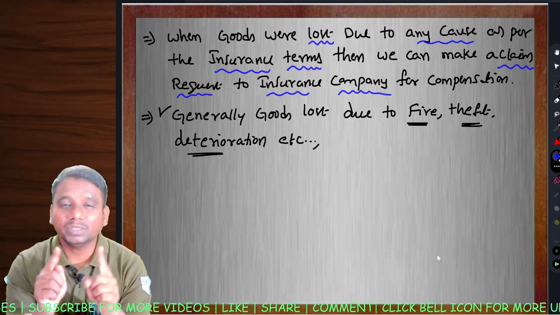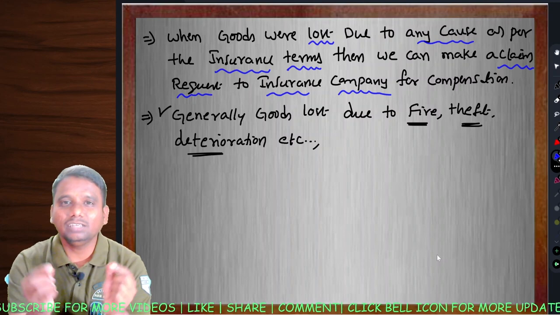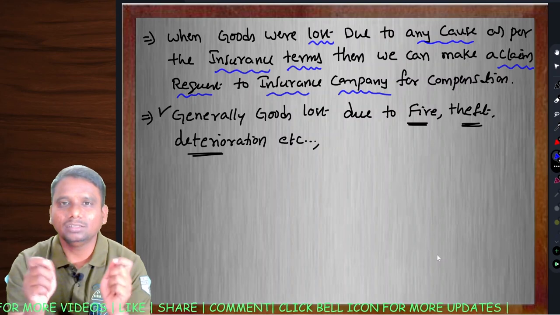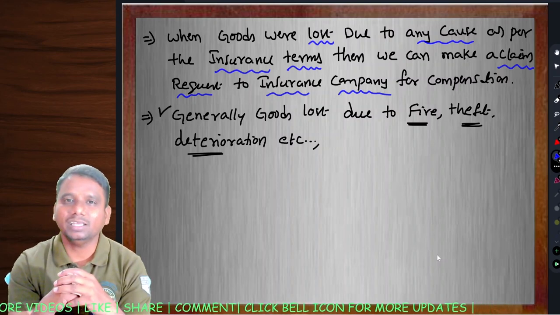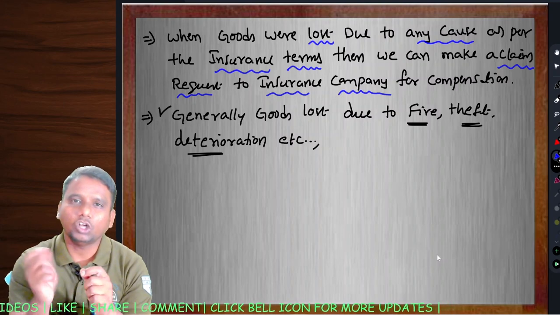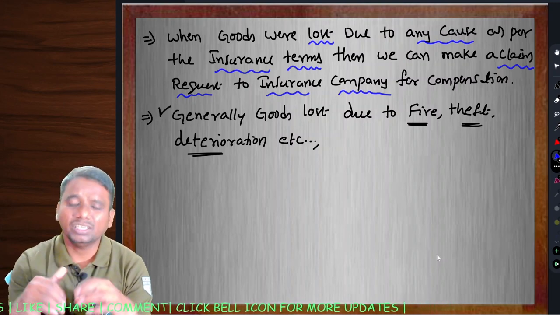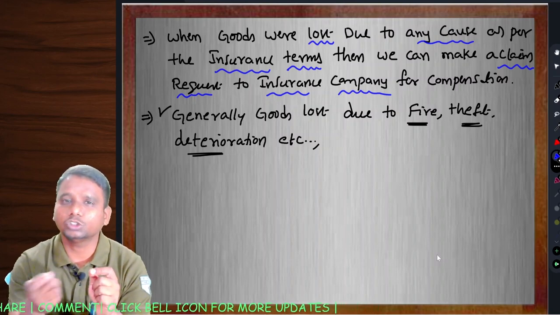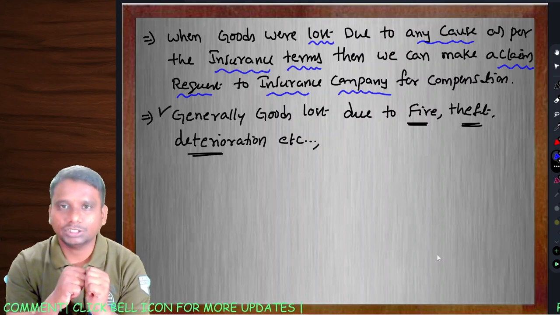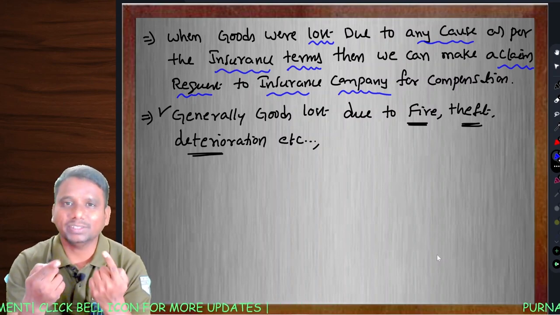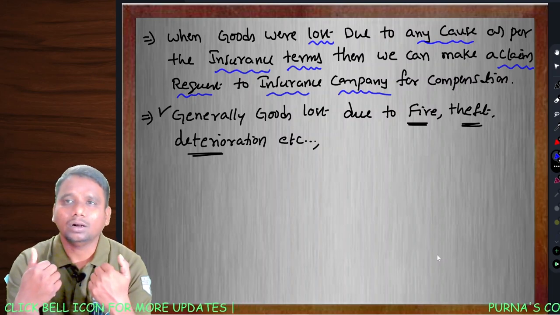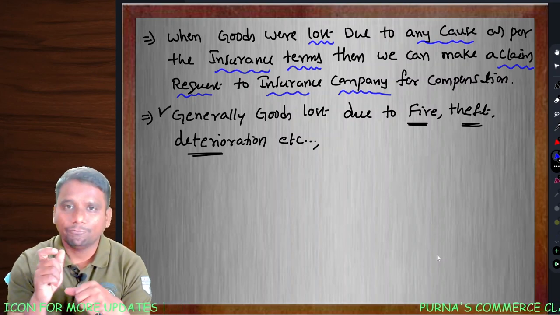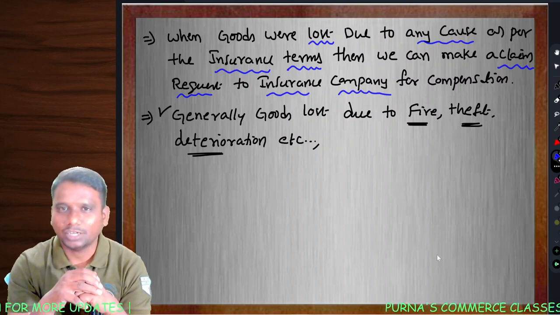The insurance company pays compensation only when a financial loss occurred or happened to you. Till that time, the insurance company doesn't pay any compensation to you. If any loss occurred to you due to any reason, and that reason or cause is mentioned in the insurance policy, then you have to make a claim, you have to make a formal request to the insurance company for compensation. I hope you understood.